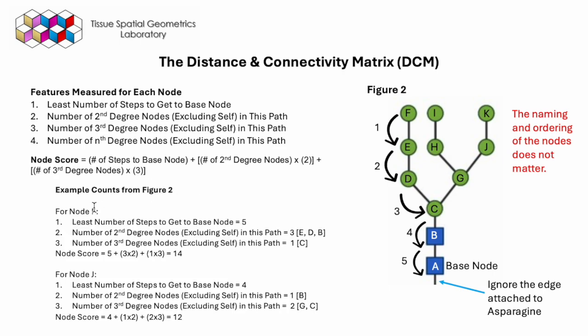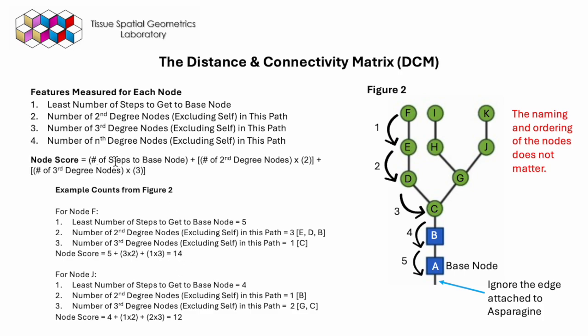For example, if we were to count these measures for node F right here, we can see that node F is 5 steps away from the base node, 1, 2, 3, 4, 5. And the number of second degree nodes is 3. It's nodes E, D, and B. And the number of third degree nodes along this same path from F to A is 1. Only node C is a third degree node. You plug in all these 3 numbers to the node score equation. What you get is a value of 14.